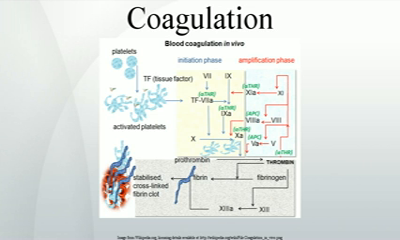The minor role that the contact activation pathway has in initiating clot formation can be illustrated by the fact that patients with severe deficiencies of FXII, HMWK, and prekallikrein do not have a bleeding disorder. Instead, contact activation system seems to be more involved in inflammation.